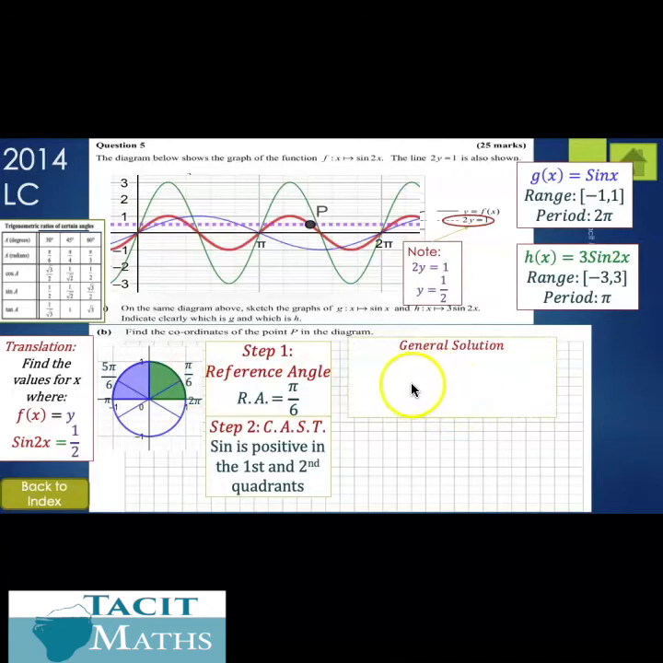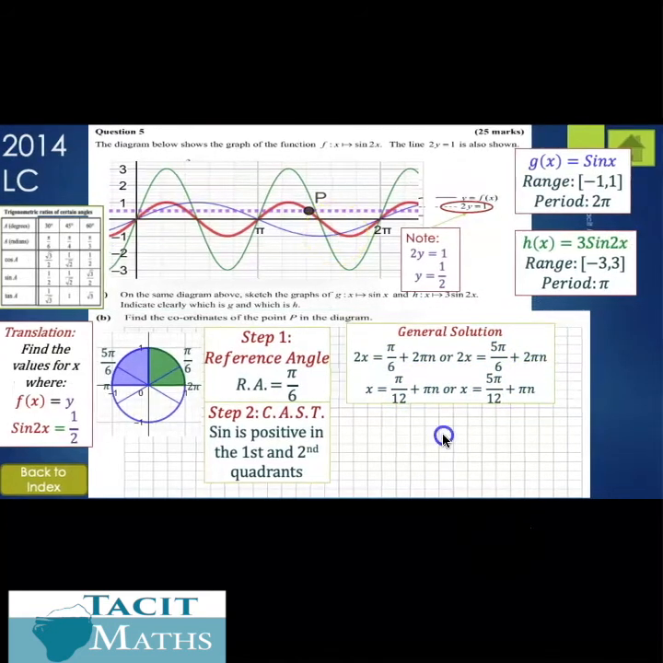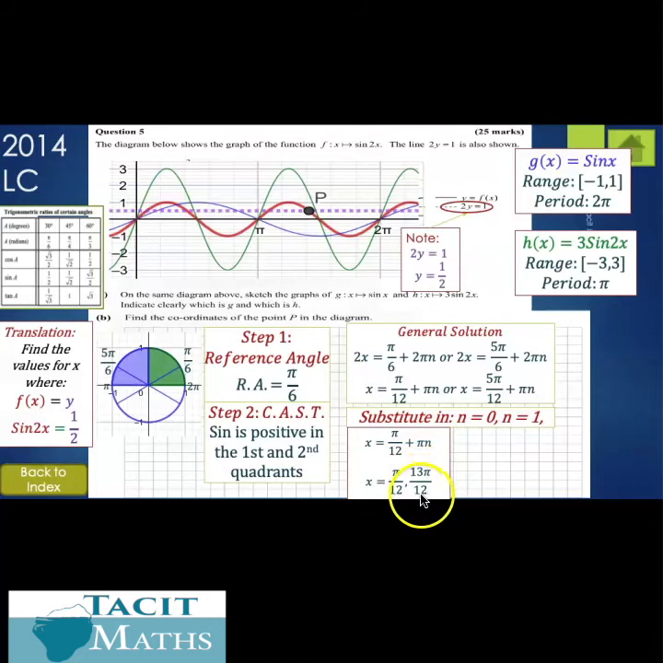Now we want the general solution, and you'll see why in a second that we need the general solution. So when we put this into the general solution, we get rid of this 2 by dividing everything across by 2. So our two general solutions for the angle that we're looking for are pi over 12 plus pi n, or 5 pi over 12 plus pi n. Now next up, into our general solution, we're going to sub in 0 and 1 as we usually do. I didn't do the actual substitution here, I just gave you the solutions. But look, when you sub 0 into this, we get pi over 12. When you sub 1 into this, you get 13 pi over 12. Similarly, when you sub 0 in here, you get 5 pi over 12. And when you sub 1 in here, you get 17 pi over 12. Hopefully you follow where I got those four solutions.